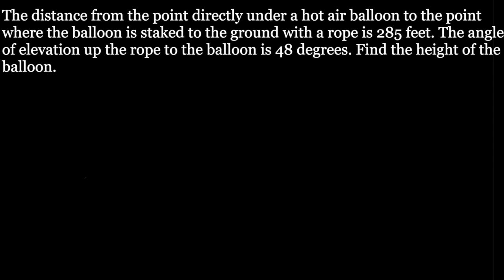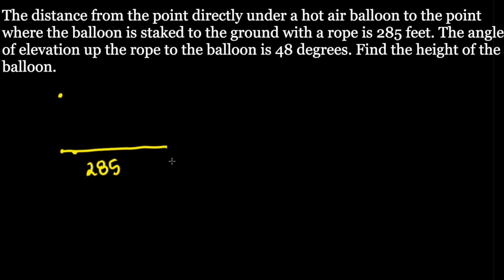Here's another problem. It says that the distance from the point directly under a hot air balloon to the point where the balloon is staked to the ground with a rope is 285 feet. The angle of elevation up to the rope to the balloon is 48 degrees. Find the height of the balloon. So if we imagine that our hot air balloon is here, the problem tells us that from a point directly underneath it to another point is 285 feet.